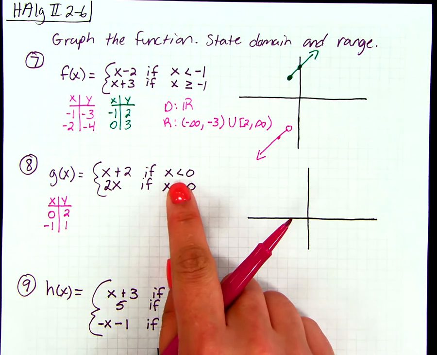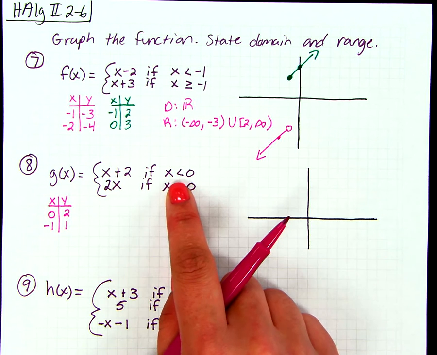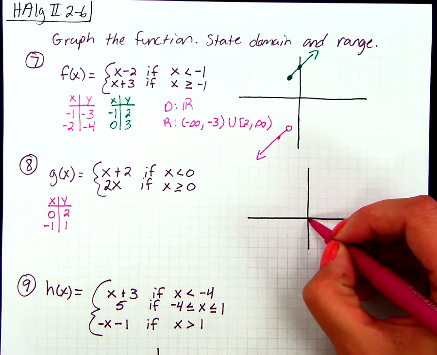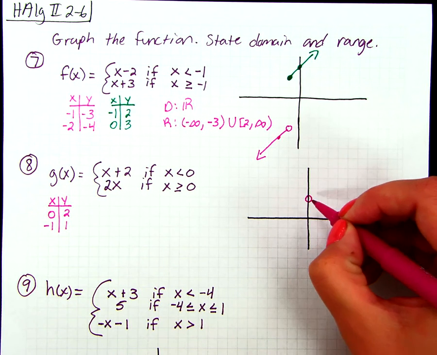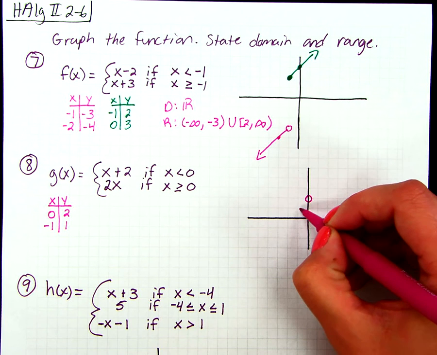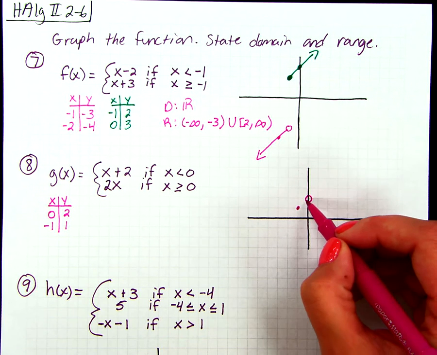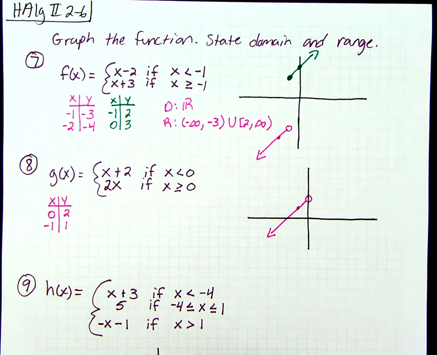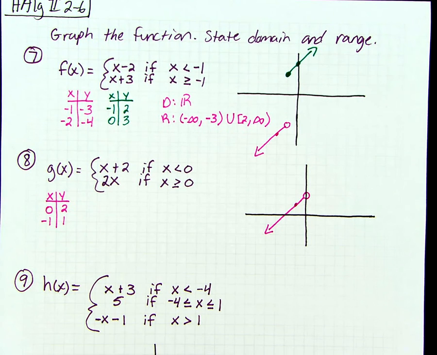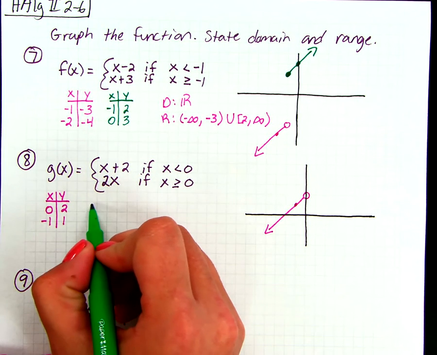And then because there's not a bar, our first point, so our endpoint, has to be an open circle. So 0, up 2, open circle. And then left 1, up 1, closed circle. And then again, we're just going to connect those together. Then we're going to do the second piece. So again, we're just going to make a t-chart.